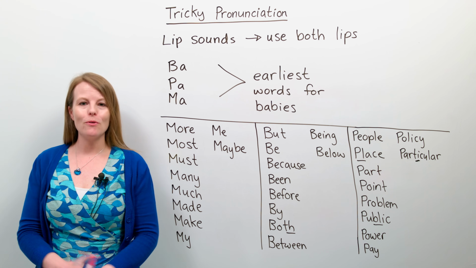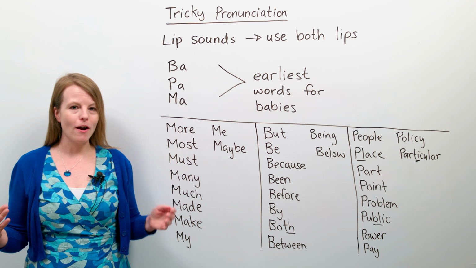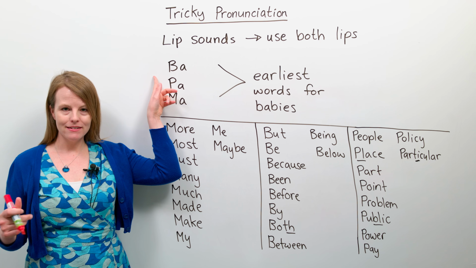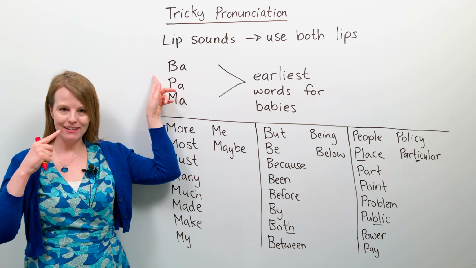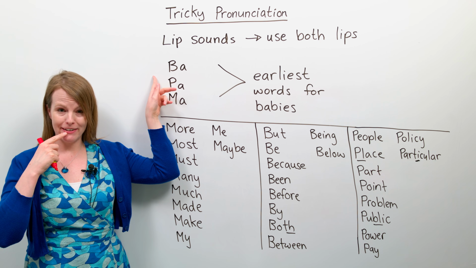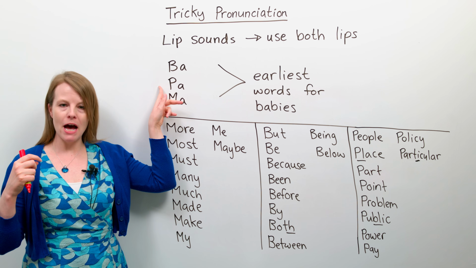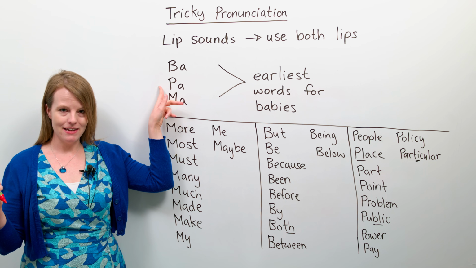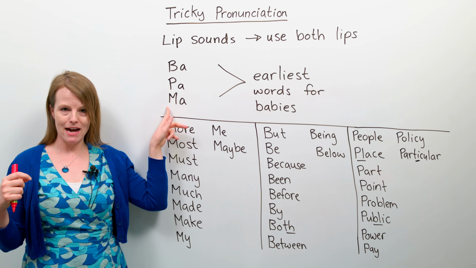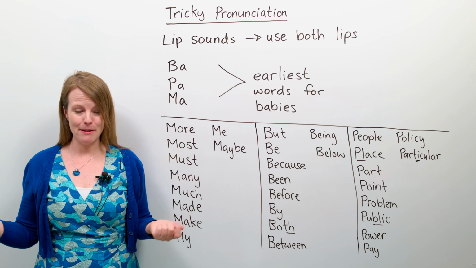Okay, so the main lip sounds of English are ba, and notice what my lips are doing. I'm using both the top and the bottom lip to pronounce the sound. Ba, pa with a P, and ma. So you'll notice my lips are doing the exact same thing.